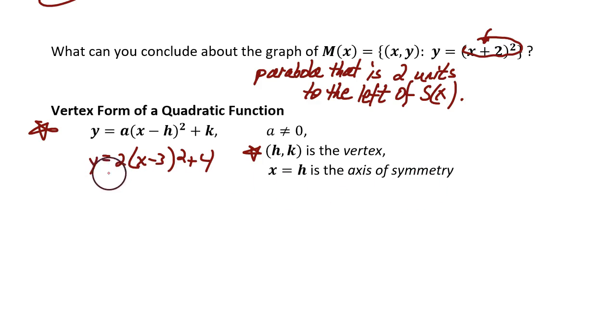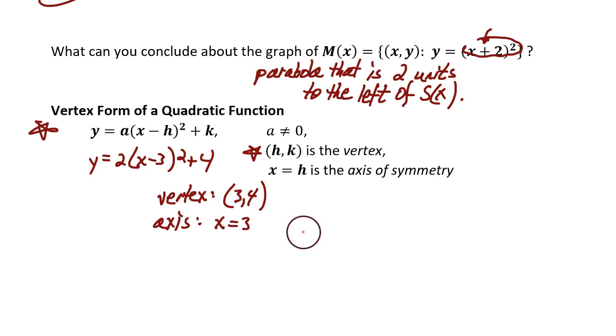For the example I just wrote on the screen, the vertex is the point 3, 4. And the axis of symmetry is the line x equals 3. So you can see when we have an equation in this format, it is very easy to figure out the vertex and the axis of symmetry.